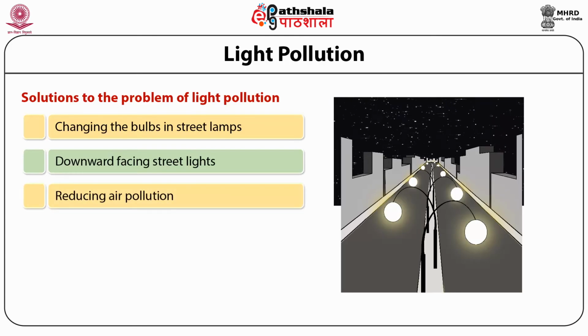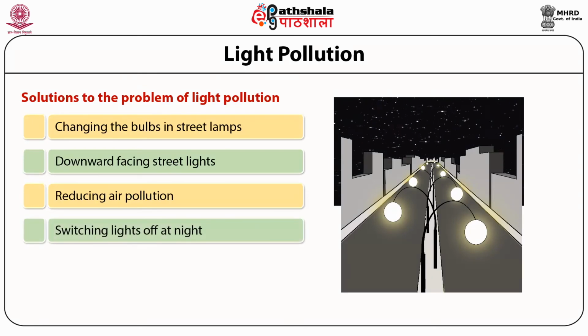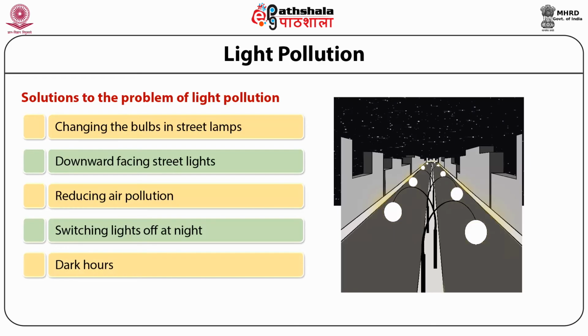Reducing air pollution. Light pollution is significantly worsened by the presence of dust and polluting gases in the air, as these can be lit up by the city below and cause a fairy glow in the sky. The next solution is switching lights off at night. Turn off unnecessary lights both at home and in commercial premises. Next, the dark hours. Initiatives such as Earth Hour, which encourage people to turn off all their electrical appliances for an hour every week, can significantly reduce the amount of light pollution in the atmosphere.